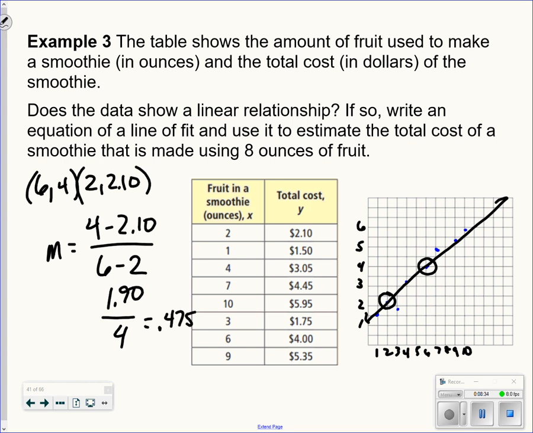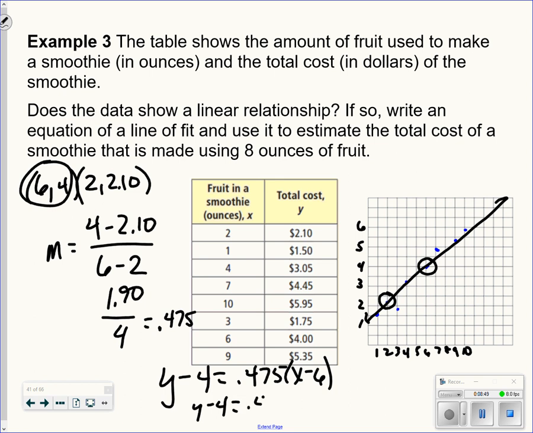Now pick a point, and I'm going to pick the point that doesn't have a decimal to make my life a little bit easier. So y minus 4 equals 0.475 times x minus 6. So I'm going to get y minus 4 equals 0.475x minus 2.85. Add 4. And so I'm going to get y equals 0.475x plus 1.15.